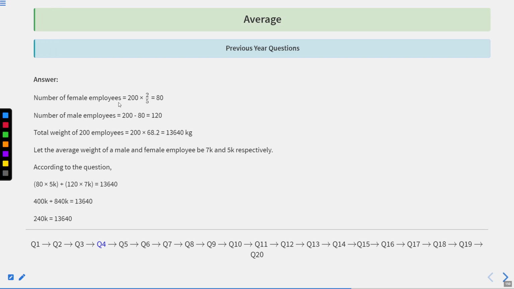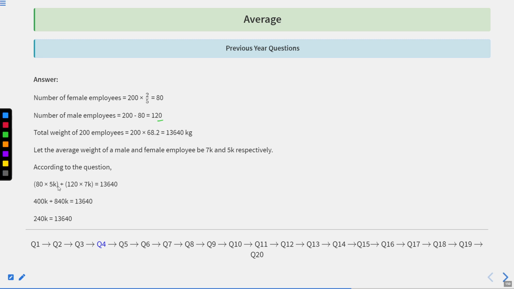So number of female employees is equal to 200 into 2 upon 5, that is equal to 80. And number of male employees is equal to 200 minus 80, that is 120. So the total weight of 200 employees is equal to 200 into 68.2, that is equal to 13640 kg. So let the average weight of male and female employees be 7k and 5k respectively.